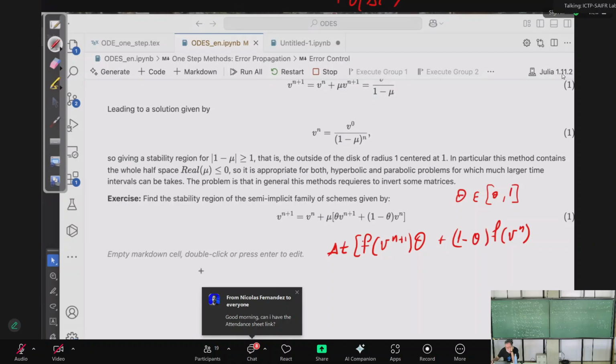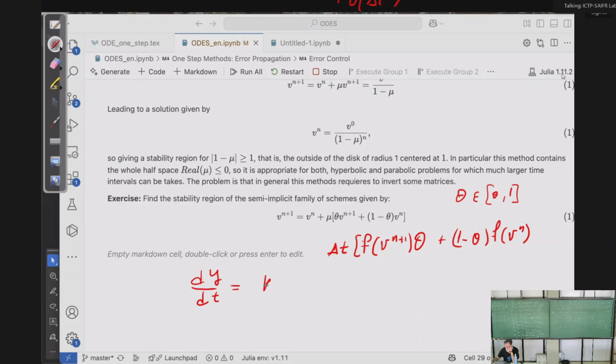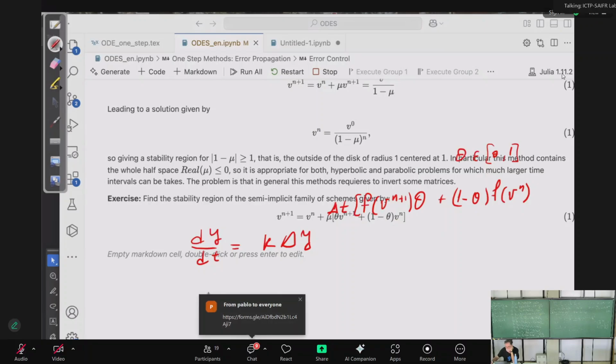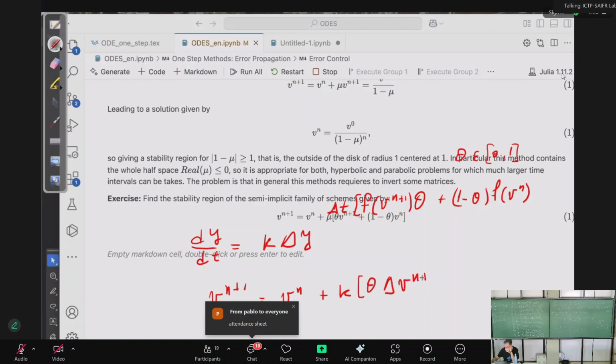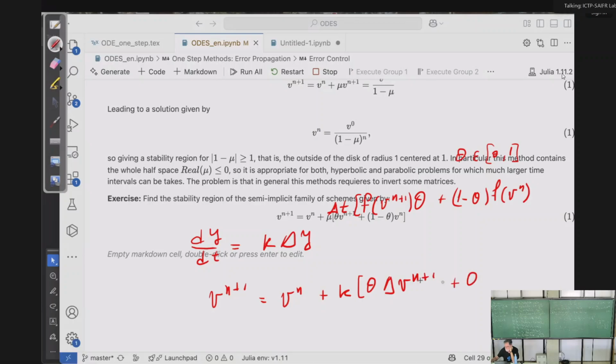For instance, if you want to solve the equation dy/dt equals k times Laplacian of y, the heat equation, there are very nice methods where you use Bn+1 equal to Bn plus a combination of theta times Laplacian of Bn+1 plus 1 minus theta times Laplacian of Bn. And some of these methods are very good with theta equal to 1/2.